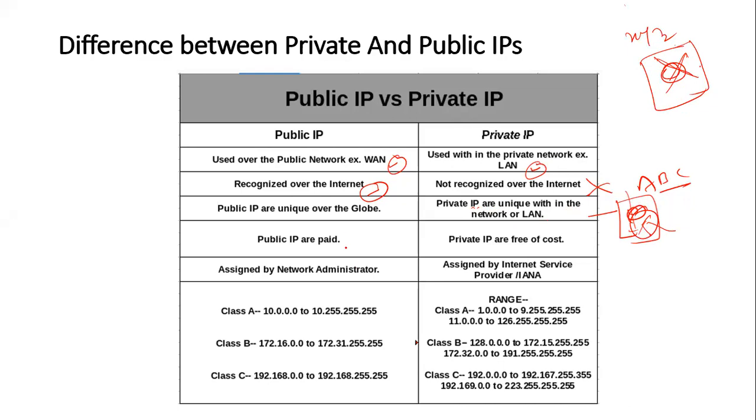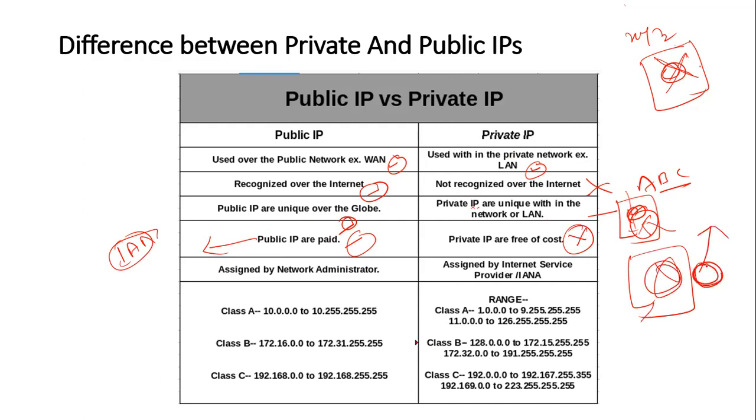And public IPs are paid. These public IPs are managed by IANA, and they are routable over the internet, so we have to pay some money to the internet service provider. We can say it's a paid one, but in case of private, it's free of cost. We can use anything we want in the organization. But at the end of the day, when we want to access the internet, these private IP addresses are mapped to public IP addresses, so we need to take the ISP's help here.